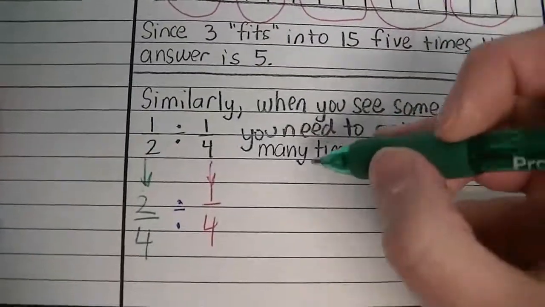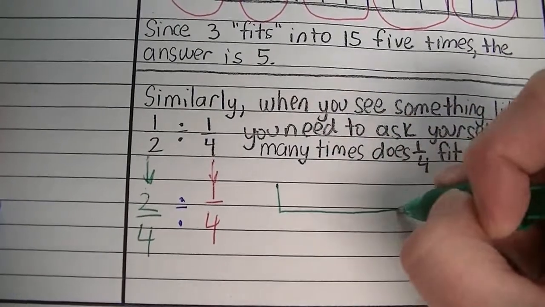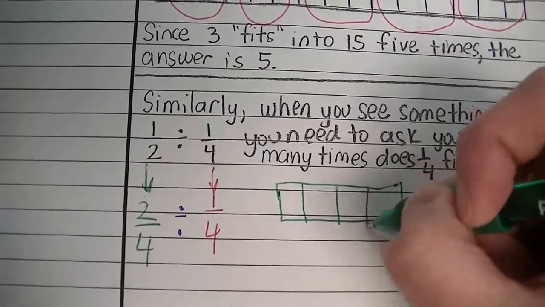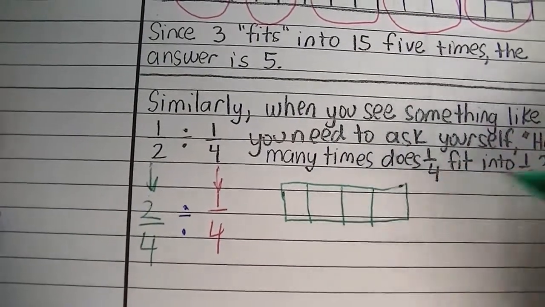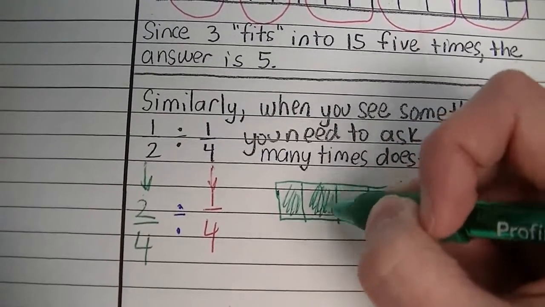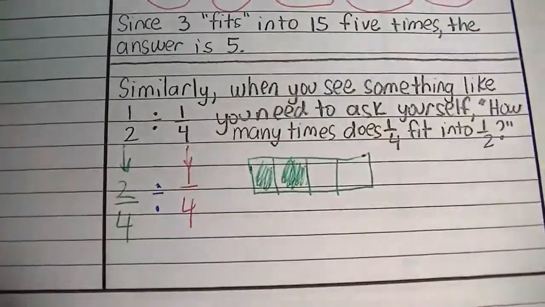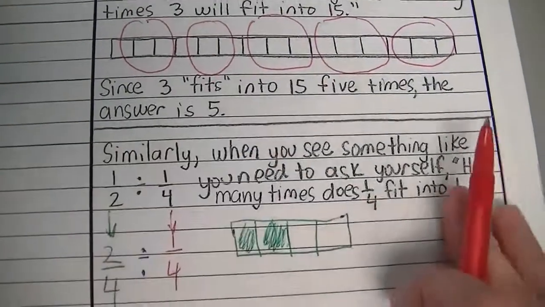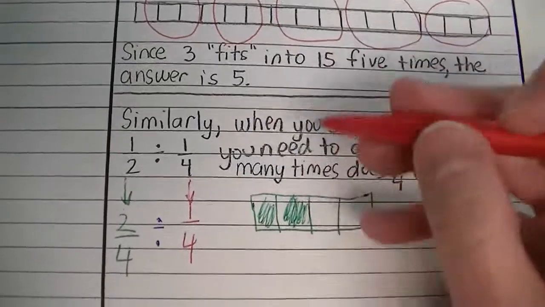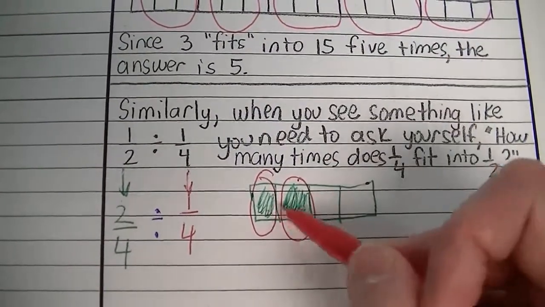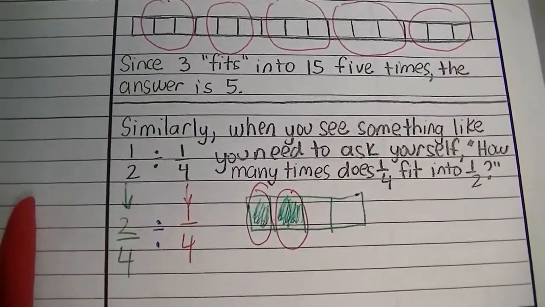So when I draw this out, I need to draw out 2/4. Okay, so there are 4 1/4 pieces, and here are 2/4. That represents 2/4. And now I need to know how many times does 1/4 fit into 2/4. Well, here's a 4th, and here's a 4th. It fits into those 2/4 twice. So that's why our answer is 2.